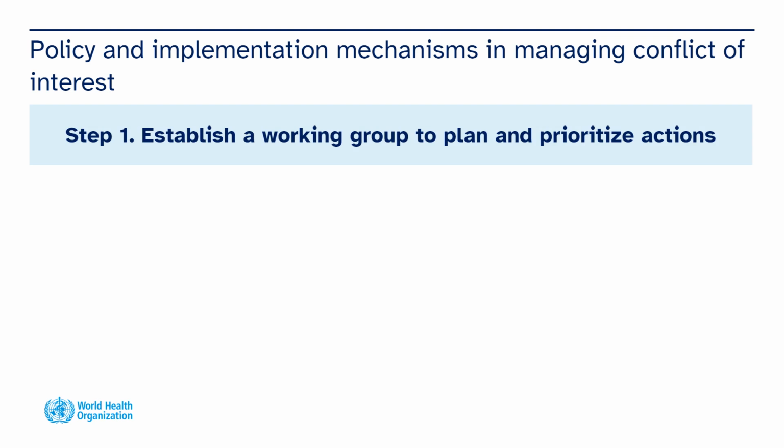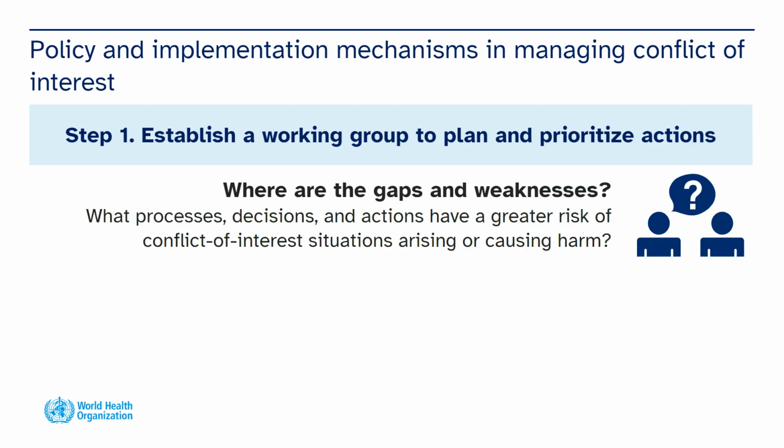Some countries may already have a group in place that focuses on strengthening governance in pharmaceutical or health systems that could take on this task. An important starting point for the working group is to identify the most critical gaps and weaknesses, and then prioritize the pharmaceutical processes, decisions, and actions that have a greater risk of conflict of interest situations arising or causing harm. High-risk areas depend on the local situation and context.